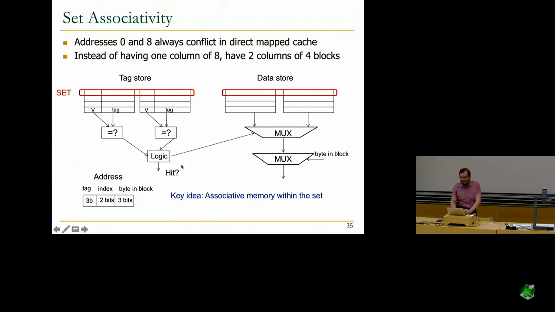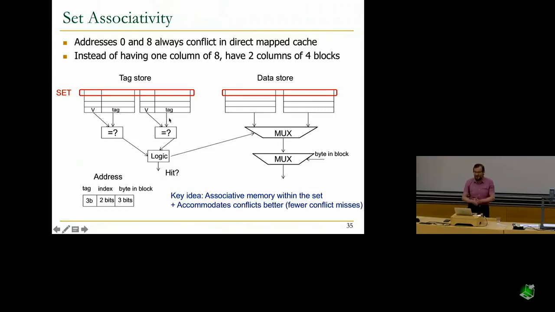Now, the key idea over here is you have associative memory within the set. If you look at this, you're really doing a tag comparison across 2 elements in the set, or 2 ways in the set. That's associative memory, which is associatively searching the tags. Now, this accommodates conflicts better, because now address 0 can go here, address 8 can go here. If your access pattern is such that 0 8 0 8 0 8, you will have both of them in the cache.